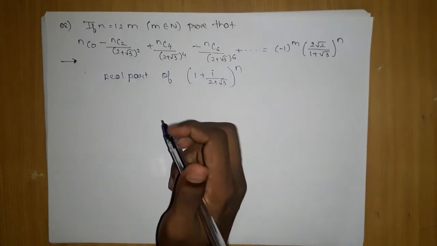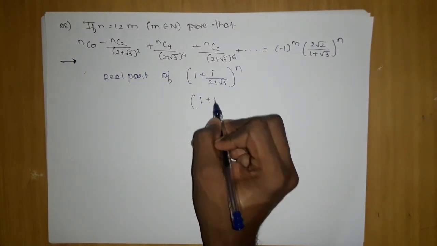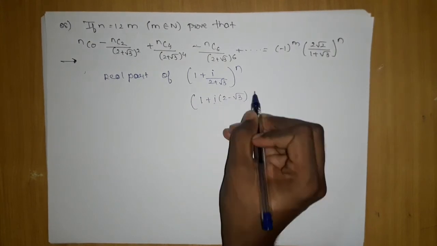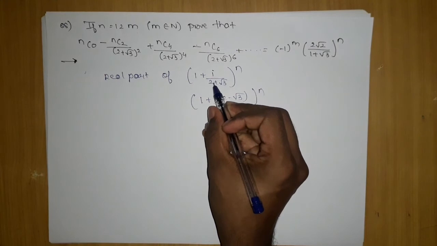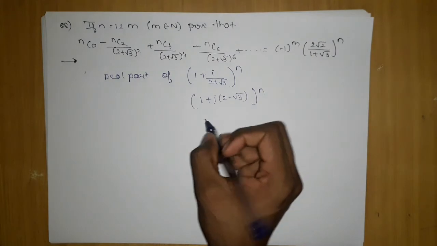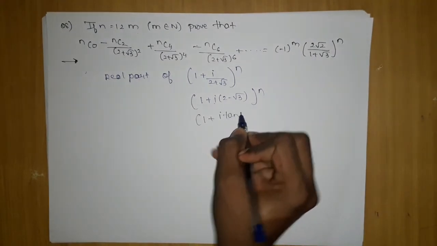That is the difference. Now what we can do, we can rationalize this. If you rationalize this, it will become (1 plus iota (2 minus root 3)) the whole power n, because it will be (a plus b) into (a minus b), which will be nothing but a square minus b square, which will become 4 minus 3, which is 1. Now you should know that this value is nothing but tan pi by 12.